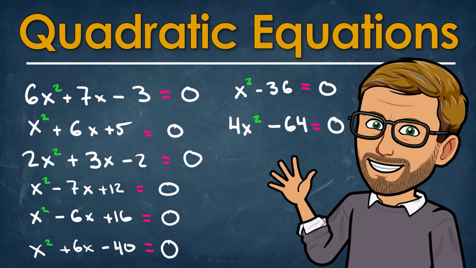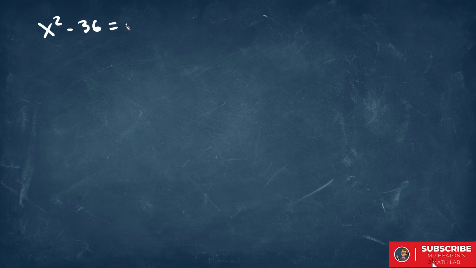In this video, we're going to be solving quadratic equations using different forms of factoring. We're going to start by looking at x squared minus 36 is equal to 0. For us to be able to solve this, we need to move all of our numbers to one side, and we keep all of our variables on the other side.